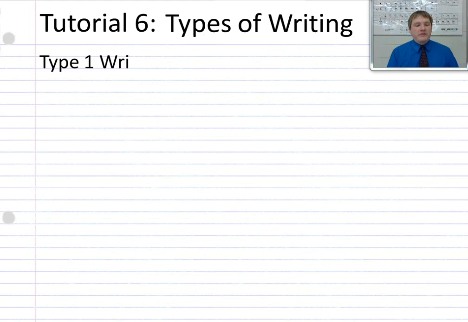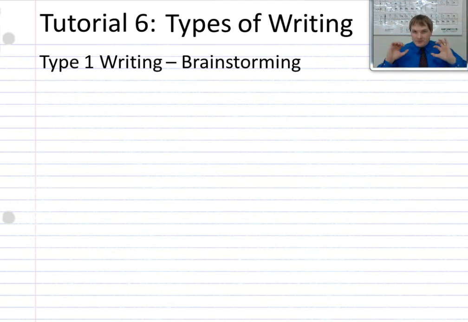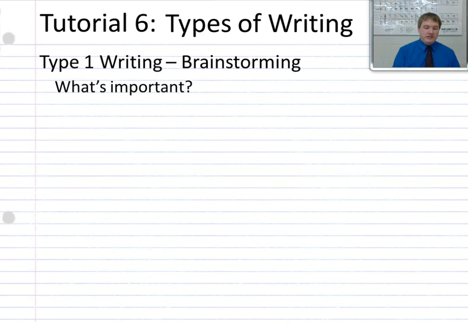The first type of Collins writing, known as type 1 writing or brainstorming, is all about getting ideas from your head onto paper or onto a screen. And that's what's important in brainstorming writing. It's just getting your ideas out.